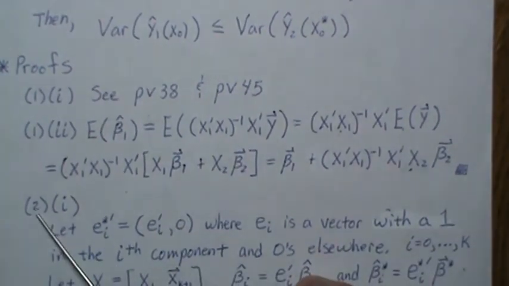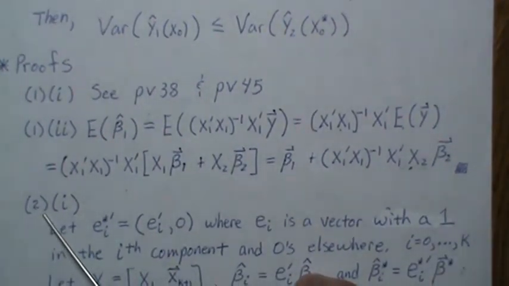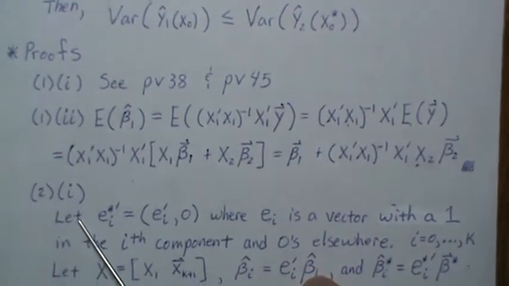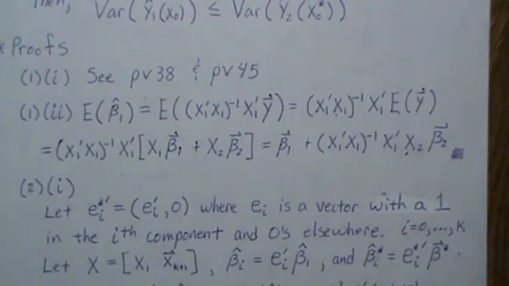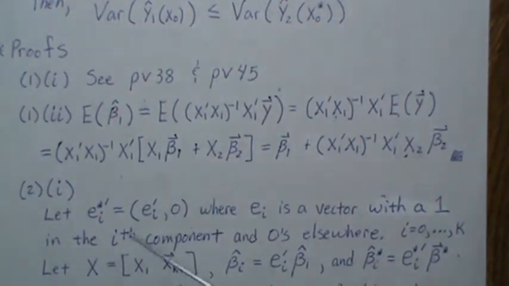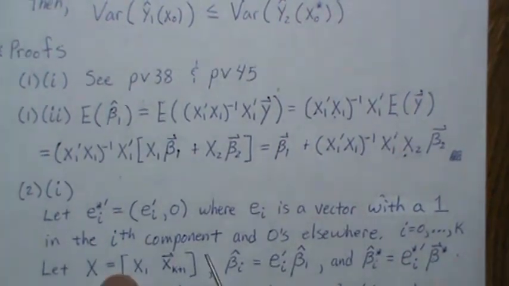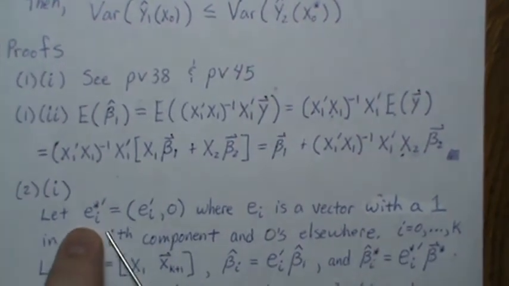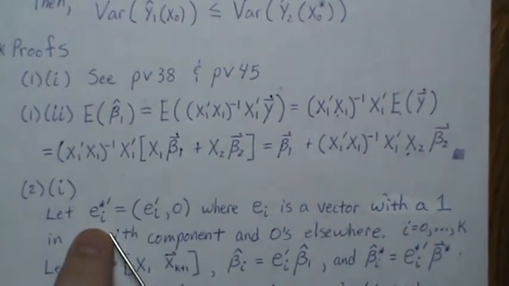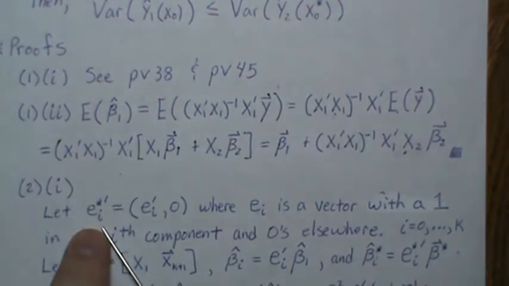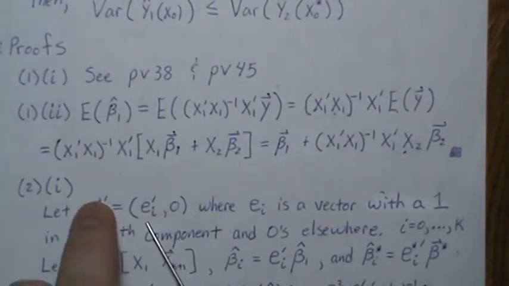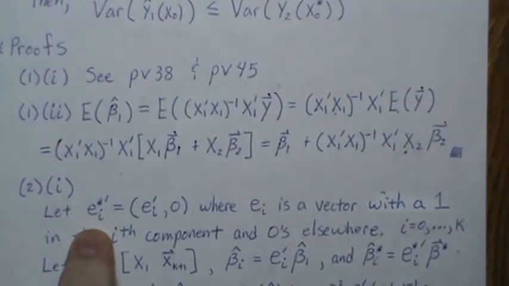So property 2 is when we overfit a model. So we're adding too many regressor variables. And then we looked at the variances associated with the least squares estimates of the beta parameter. So beta i hat, beta i star hat. And we need some notation here. And so this e_i is going to be a vector with a 1 in the ith component and zeros elsewhere, right? But the star corresponds to the overfit model.